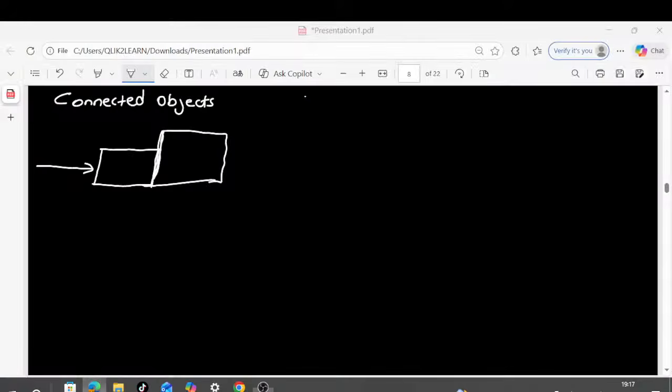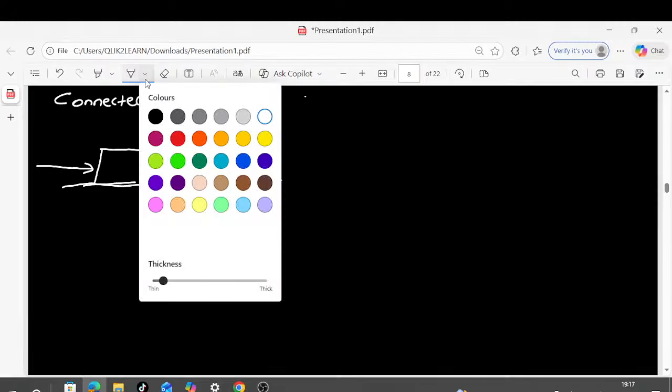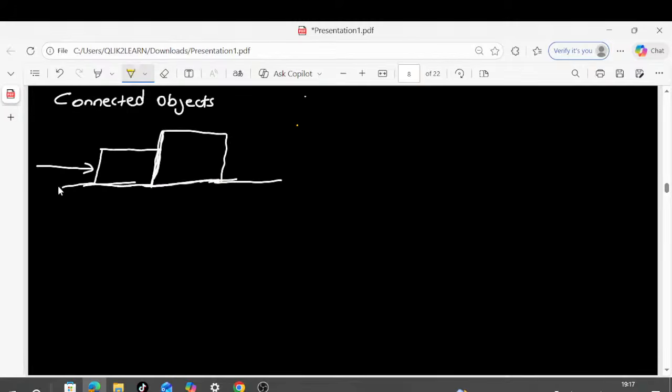I need to see your comments. When we say connected objects, you're going to understand how this works. I have two objects on the surface like this. These two objects we call connected objects. Yes, we're going to use simultaneous equations. Let's say the first block is 10 kg, and the second block is 15 kg.